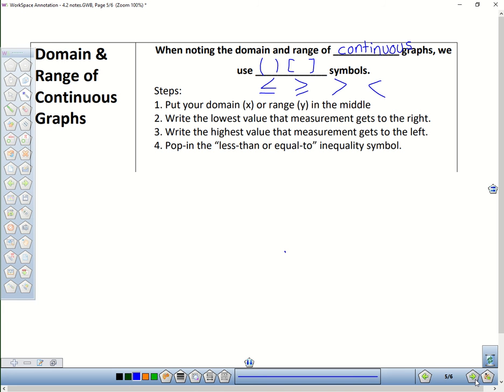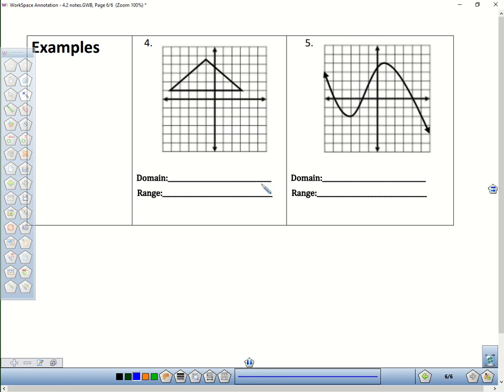All right, moving on. So we're going to list out our domain and range. These are both continuous, right? Because they're all connected. So my domain is how far from the x's it takes on. Domain is in the blue, okay? Range is top to bottom, like this.